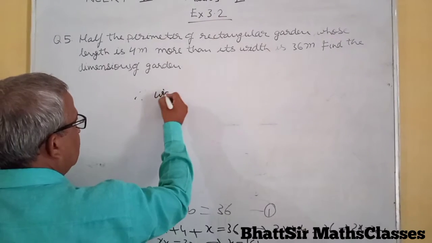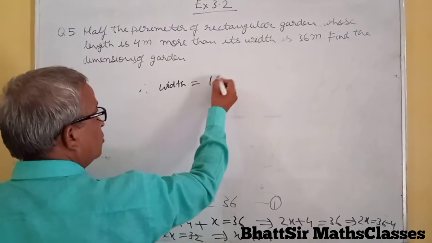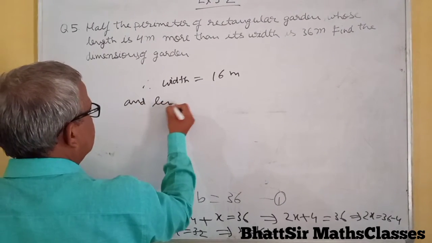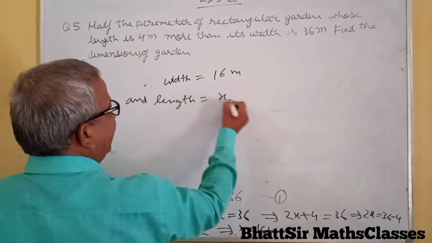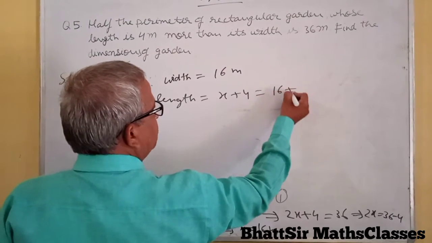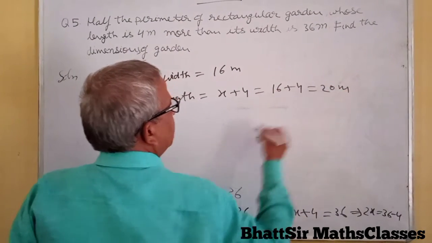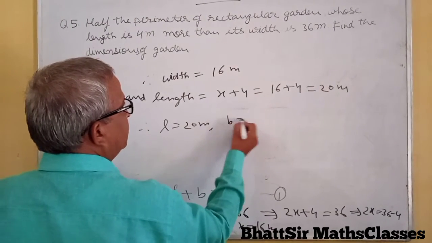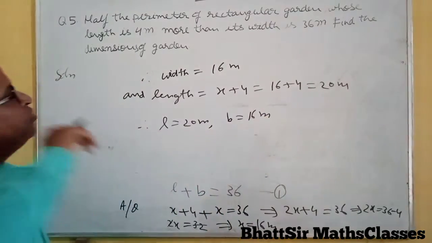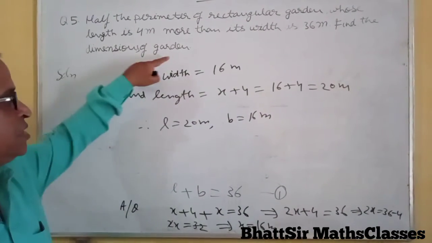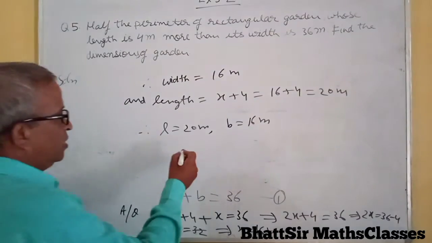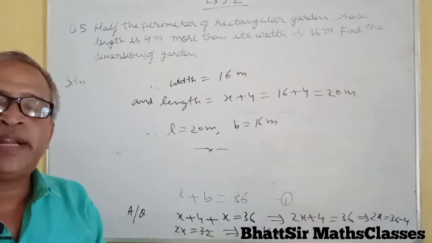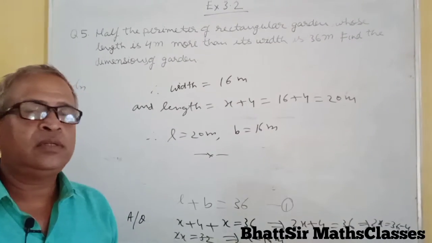Therefore, width equals 16 meter and length equals x plus 4, 16 plus 4, 20 meter. Therefore, length equals 20 meter and breadth equals 16 meter. So in this question, we had to find the dimensions of the garden. So these are the dimensions of the garden. Now I am attending the next question and I will explain.